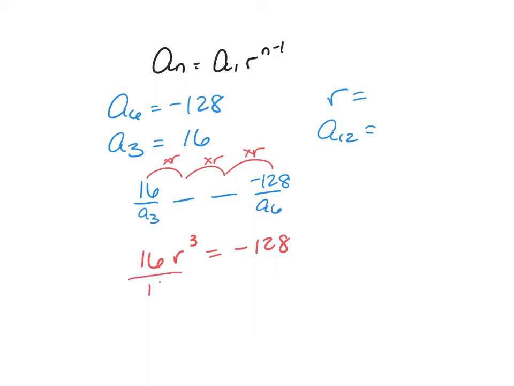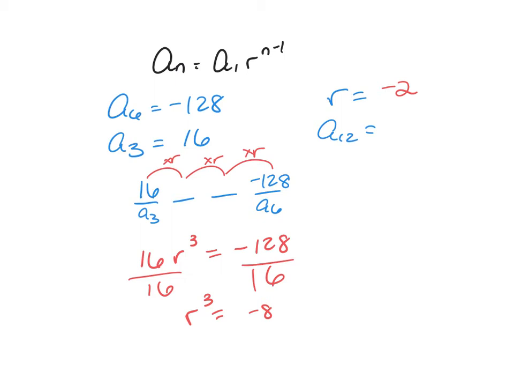So the first thing we do is divide by 16. If r cubed equals negative 8, r is negative 2. You hit the math button, and there is a cube root there. If it's anything other than a 3, like a 5, you type in a 5, and you pick the one with the x, and you type in the number.